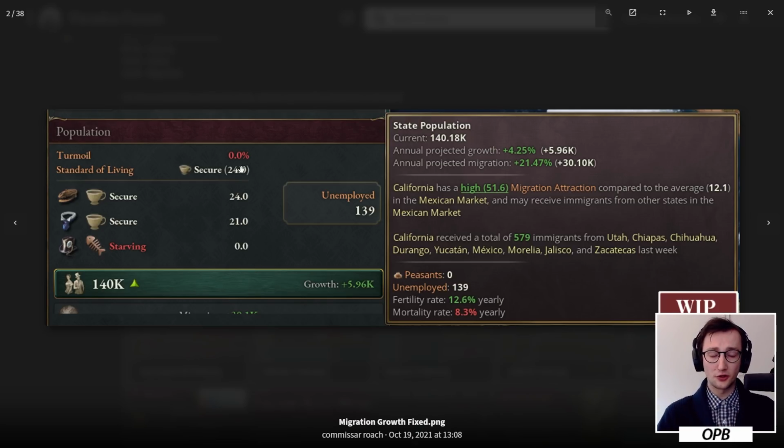Now you can see turmoil currently 0.0%. Maybe it's going to increase. We also have a good fertility rate. We look pretty good, don't we? I have to assume the rich are just all unemployed. There are only 139 unemployed people of a population of 140,000. I just assume there are no rich, honestly, in California. Maybe this is the start of a migration state where only the poor come in, and only once the poor have settled, the rich will come with investments.